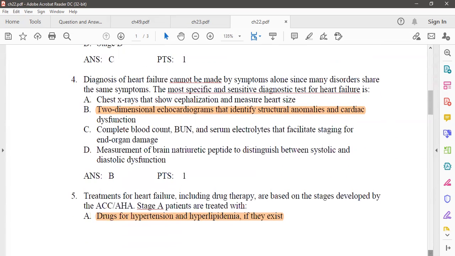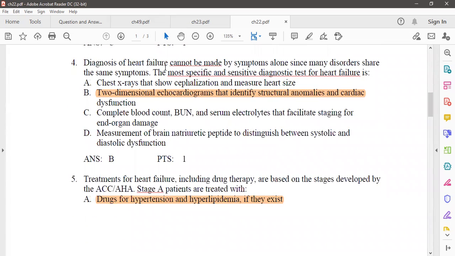The diagnosis of heart failure cannot be made by symptoms alone, since many disorders share the same symptoms. The most specific and sensitive diagnostic test for heart failure is the two-dimensional echocardiogram, which identifies structural anomalies and cardiac dysfunction.